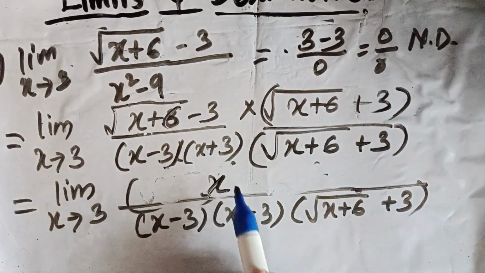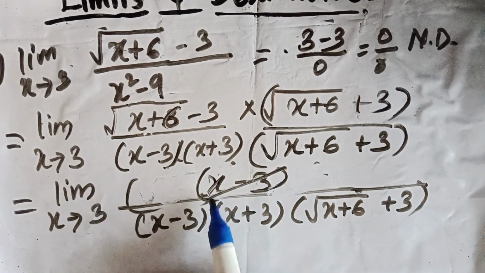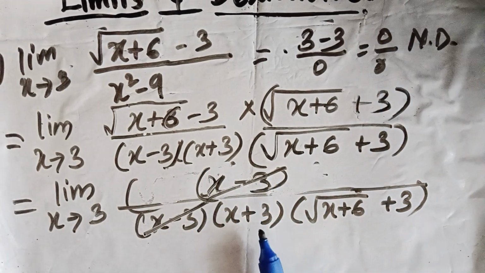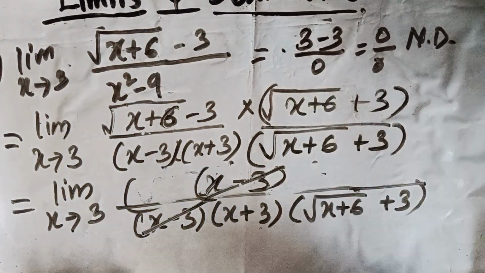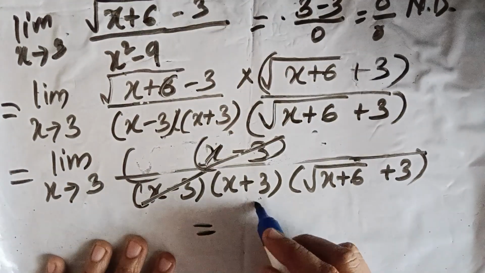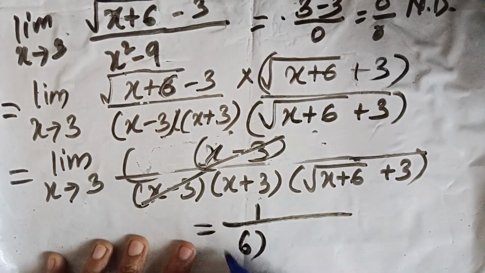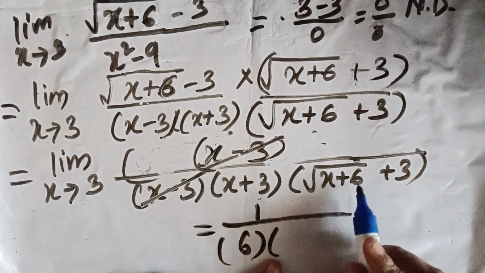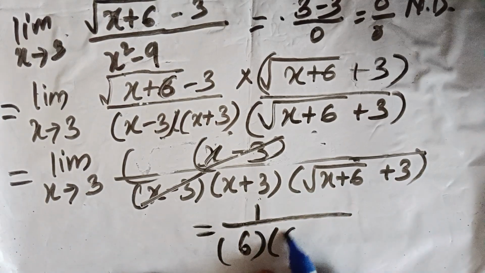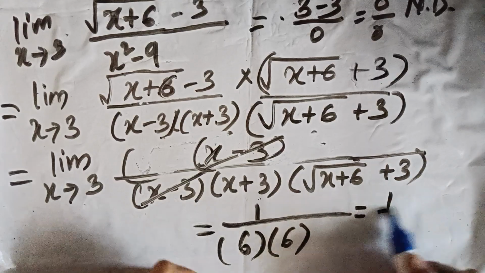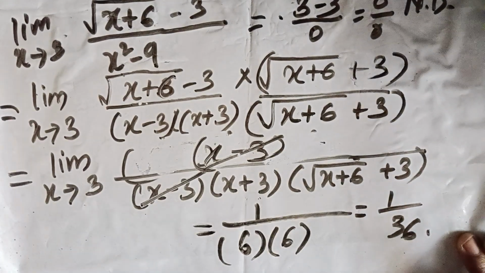So you'll get numerator as x minus 3, which you can cut, and here you have to put 3. Now this is a positive term, so you'll get some number. So you'll get 6, 9, so 3 plus 6, 1 by 36.